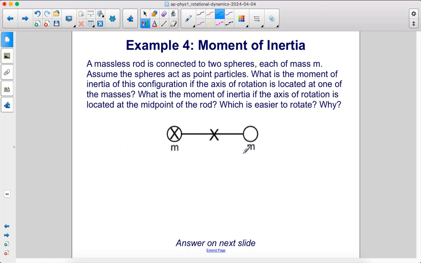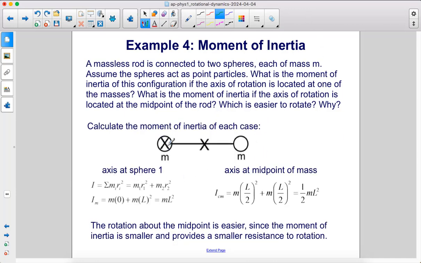A massless rod is connected to two spheres, each of mass m. Assume the spheres act as point particles. What is the moment of inertia of this configuration if the axis of rotation is located at one of the masses, for example, here? What is the moment of inertia if the axis of rotation is located at the midpoint of the rod? Which is easier to rotate, and why?